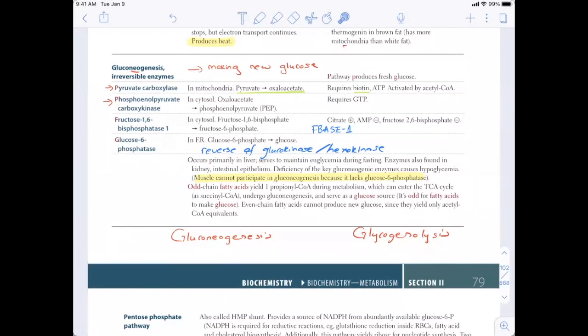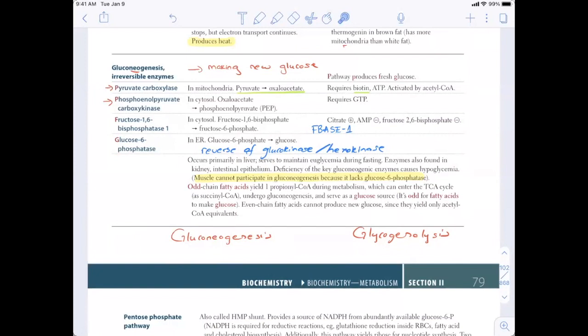Remember that. The liver can do both. That's why your liver is so crucial. The liver can do both, but not the muscles, because of this final step, glucose 6-phosphatase. It's not there.